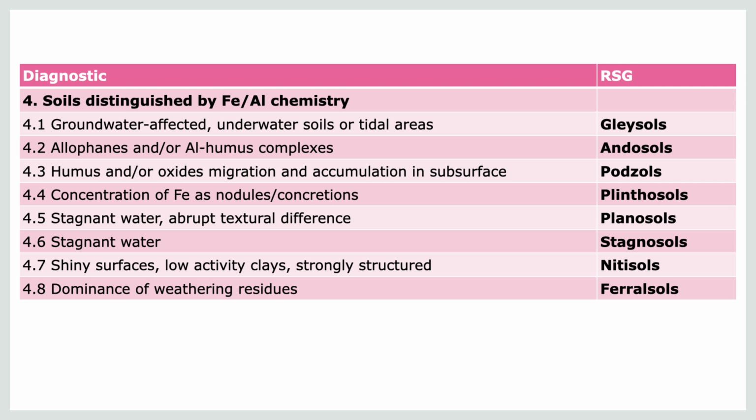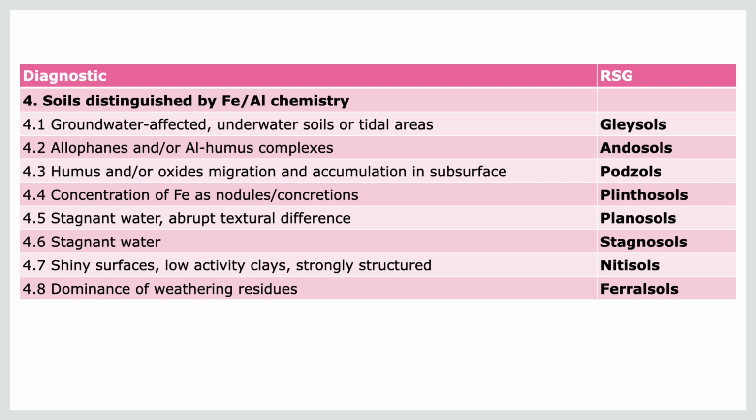We have also some soils that express some stagnant water, some perched water table, but this perched water table is induced by an abrupt textural difference between the surface and subsurface horizons. This is the case of Planosols. We have some soils that only express stagnant water or a perched water table. This is the case of Stagnosols.